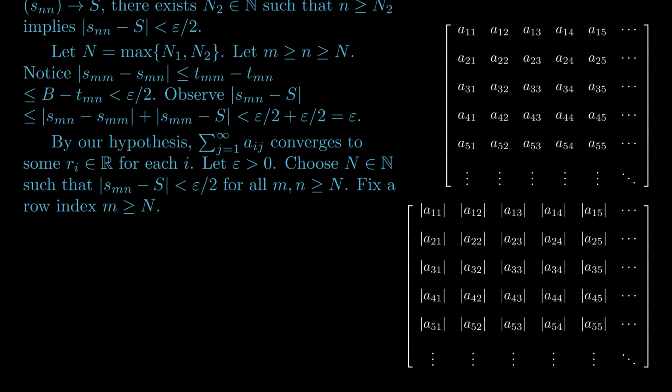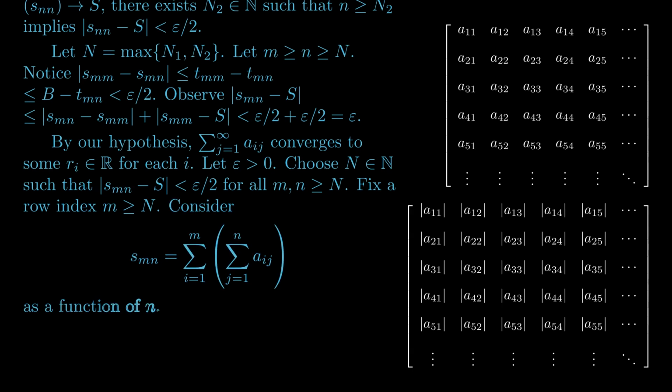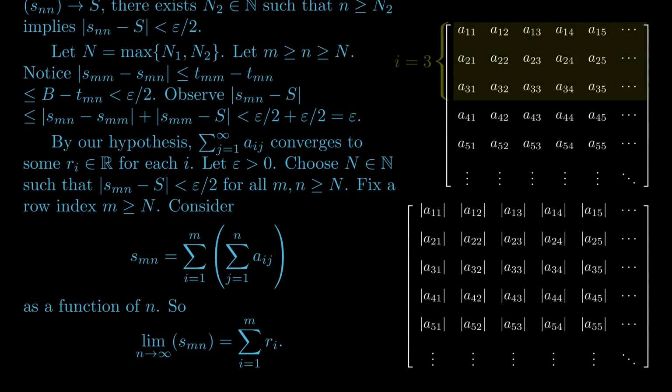Now let's fix a row index m greater than or equal to n, and consider the rectangular partial sum S_mn as a function of n. We can write this out as the sum i equals 1 to m of the sum j equals 1 to n of a_ij. And that portion in parentheses tends toward R_i as n tends toward infinity. And since this is a fixed finite sum, if we take the limit as n goes to infinity of S_mn, we can pass it through the sum and then replace that inside with R_i, expressing this as the sum i equals 1 to m of R_i. And this is just the sum of the entries in the first m rows.